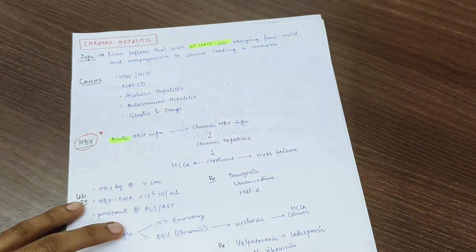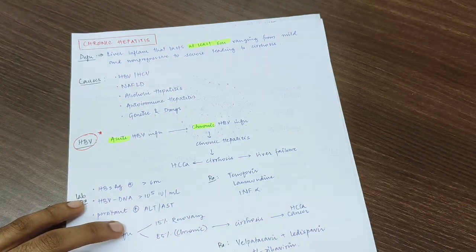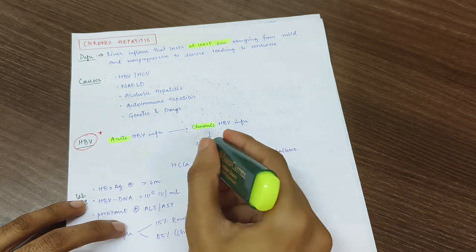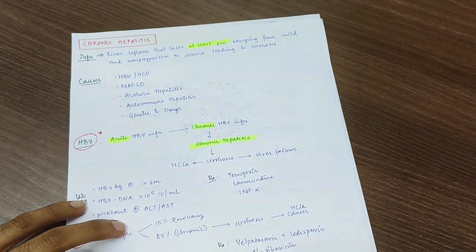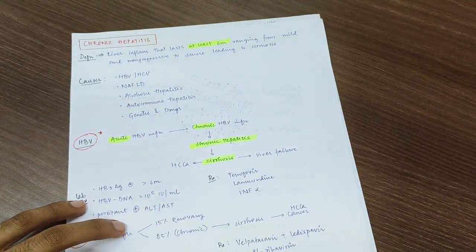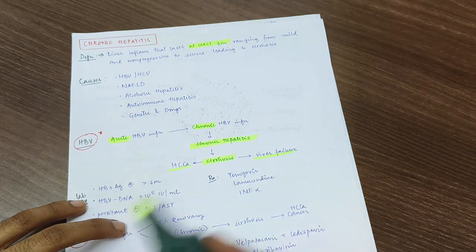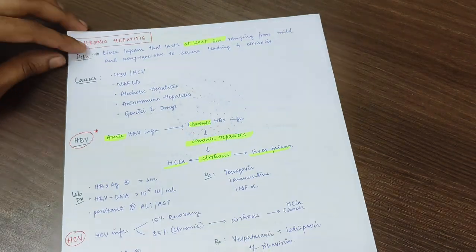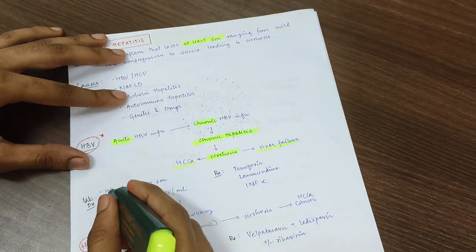Hepatitis B infection, what does it do? First, it is acute hepatitis B infection. Then it will become chronic. It will last for 6 months. It will become chronic and it will cause chronic hepatitis. Once chronic hepatitis is formed, it will cause cirrhosis, and cirrhosis will lead to hepatocellular carcinoma and liver failure. Simple.